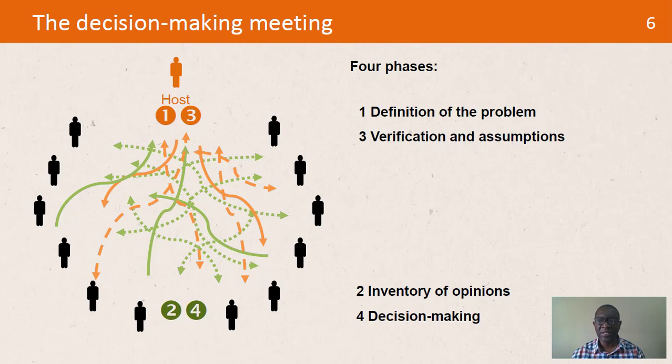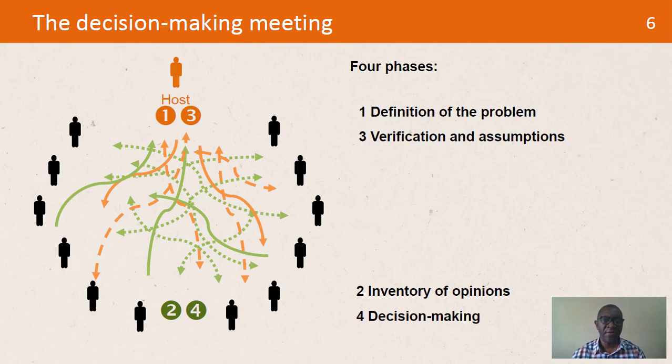1. Definition of the problem. This involves identifying and making explicit the common objective pursued by the group. The facilitator defines the question that needs to be answered or the problem that needs to be solved. 2. Inventory of opinions. In relation to the question asked, the theme of the discussion or the problem to be solved, the facilitator invites participants to generate ideas, share their opinions, communicate information, or suggest solutions.